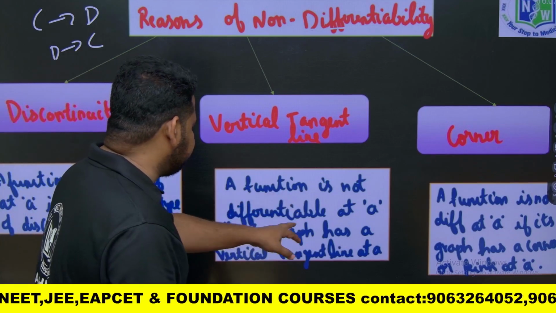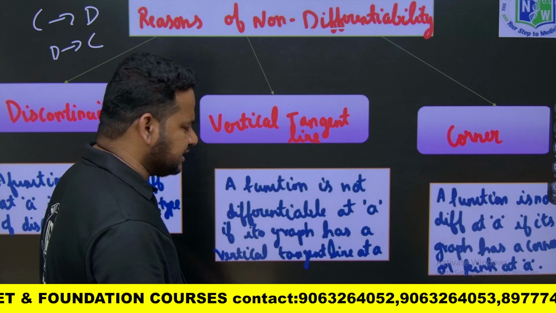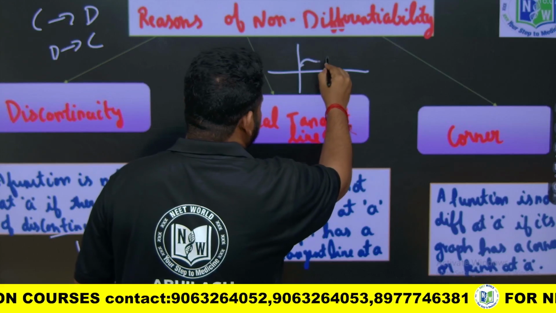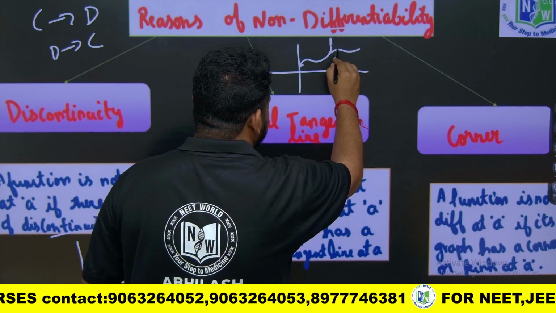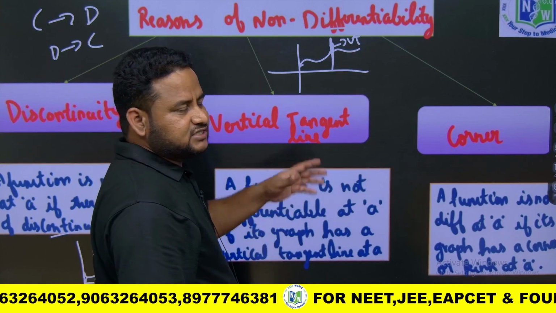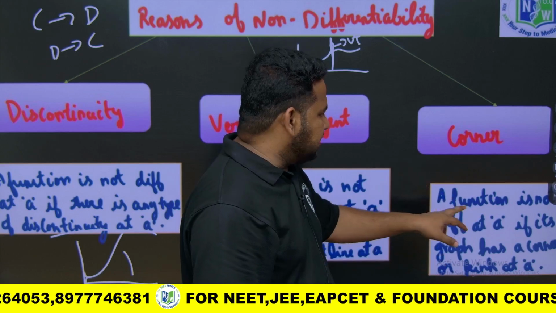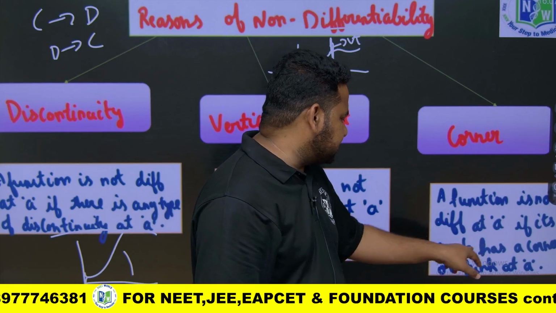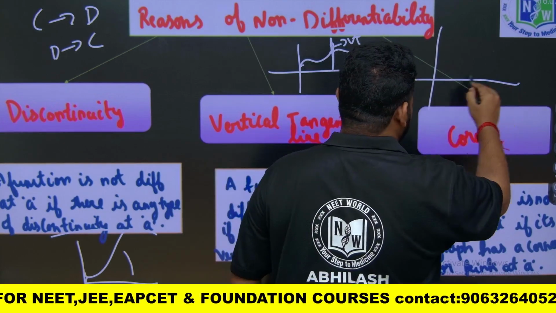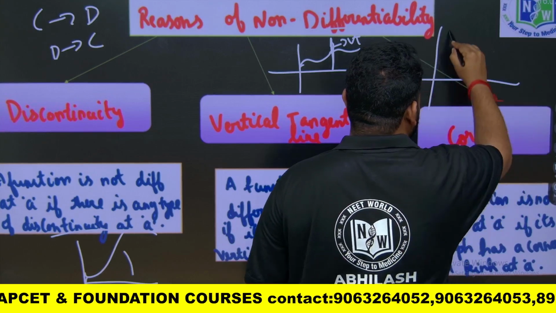A function is not differentiable at a if its graph has a vertical tangent line at x equal to a. Suppose I draw a curve like this, it goes like this. For this we have a vertical tangent. If it has a vertical tangent, at that point it is not differentiable. Next, at corner points, a function is not differentiable at a if its graph has a corner point or kink, that is, a sharp bend. The function goes like this.